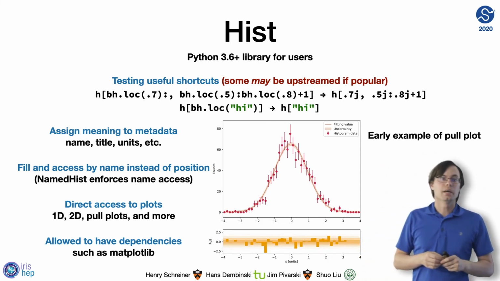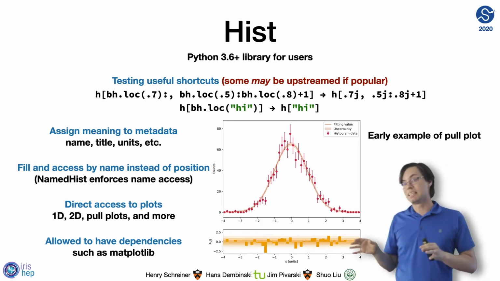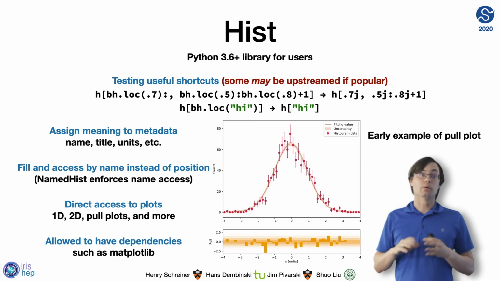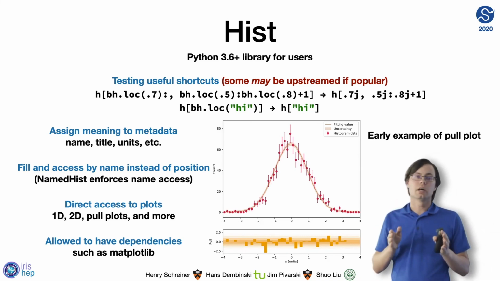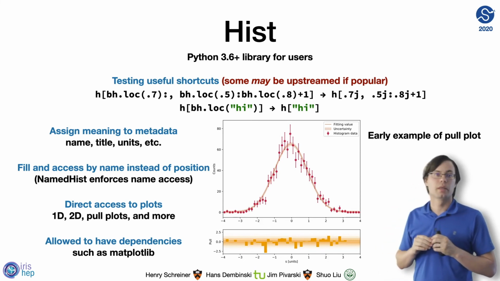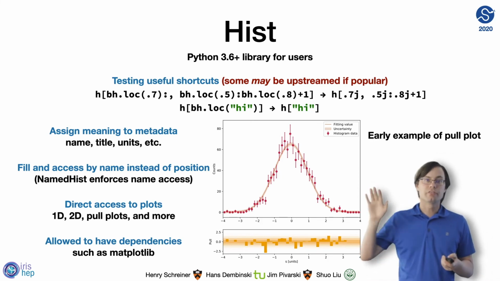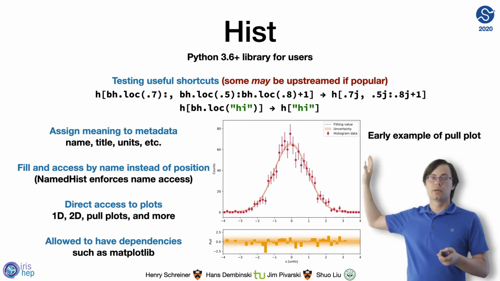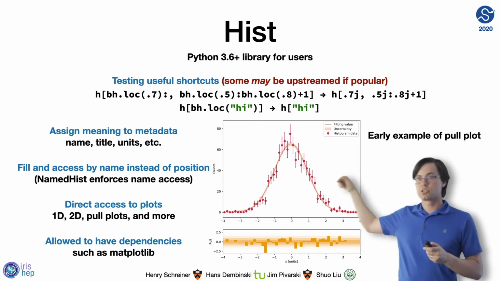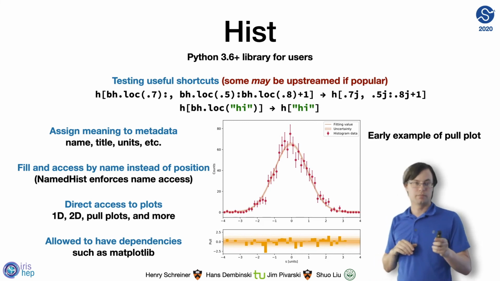Then we also have some ideas with metadata. This will actually assign meanings to metadata like titles and names and units, things like that. And that will be useful for plotting libraries. We'll have some built-in plotting as well, similar to the way that Pandas provides these. And there's also we're free to add some dependencies. So here's a very early look at a plot from Hist, and this is a pull plot. So you can see that you were able to plot a histogram, a fit, and compare those with a pull plot in Hist.